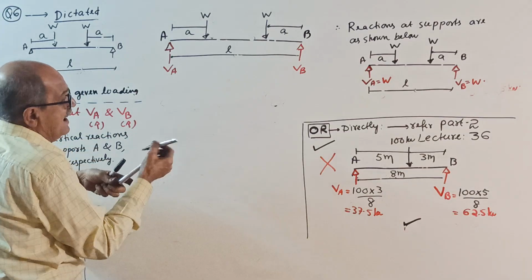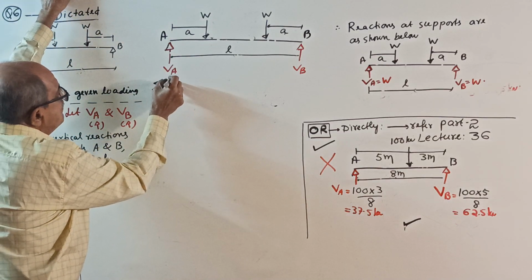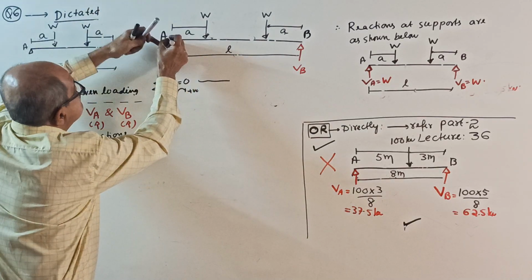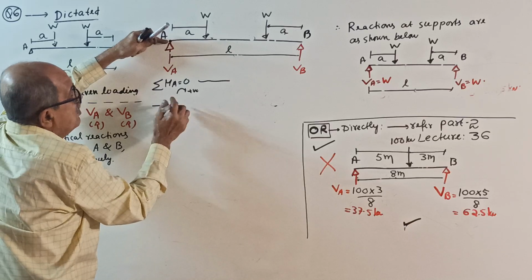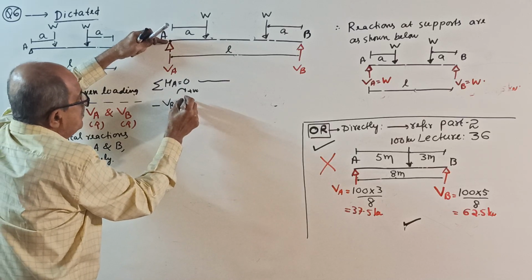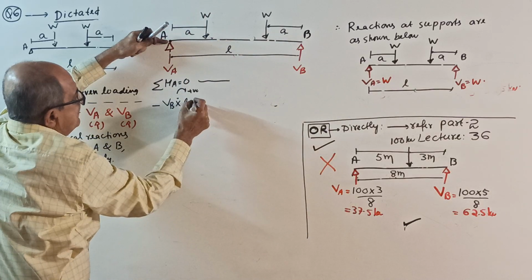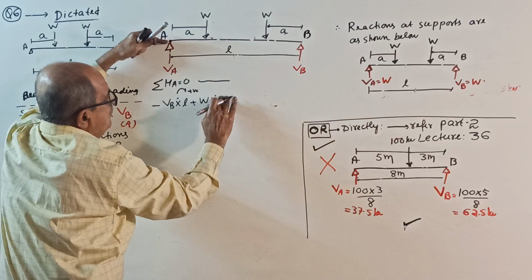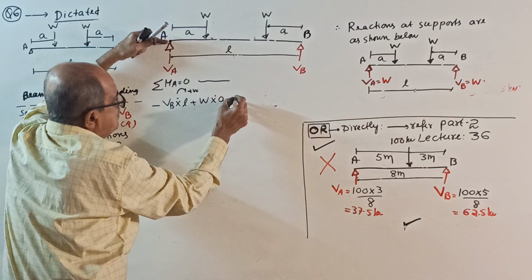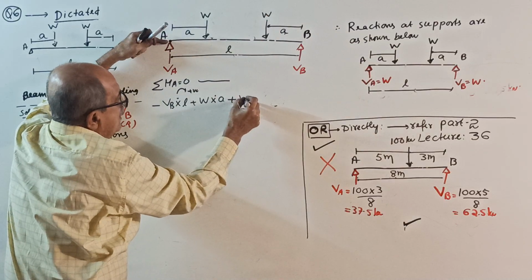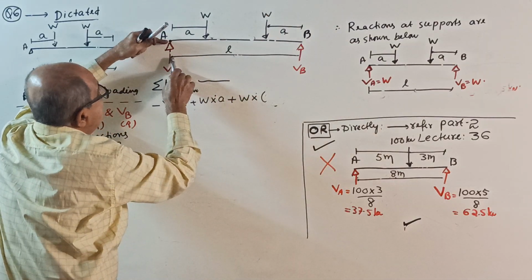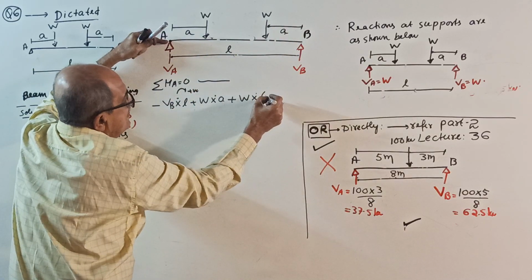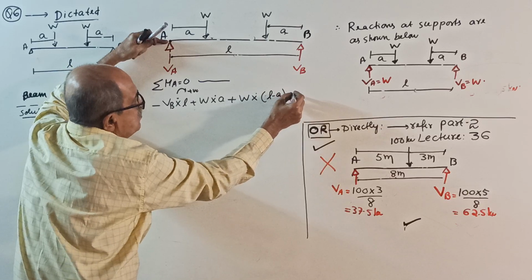No red color. I use only black color. See. Sigma M about A equal to 0. Take clockwise positive. Write the statement if you want. Take moment about A. Minus VB into L plus W into A, plus once again plus one more W into this is L, this is A. So moment about A is from here to here is L minus A, equal to 0.